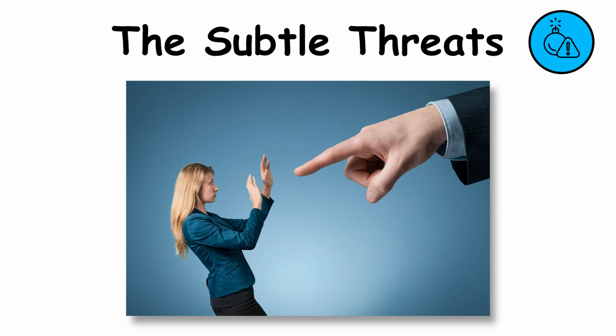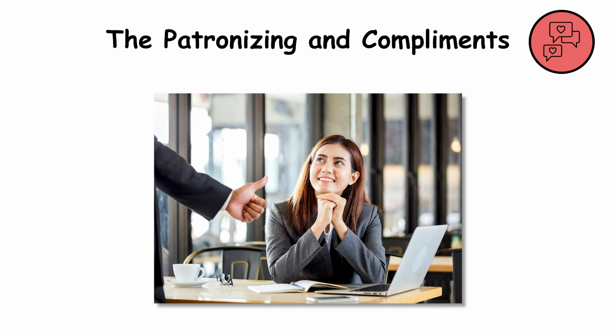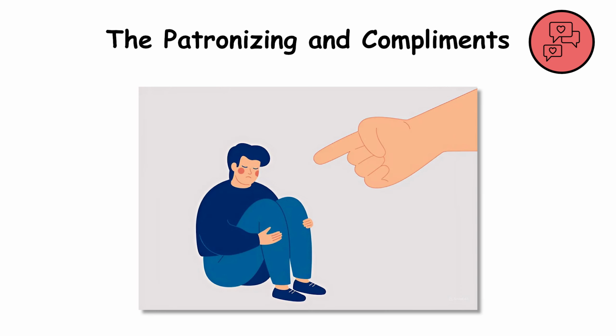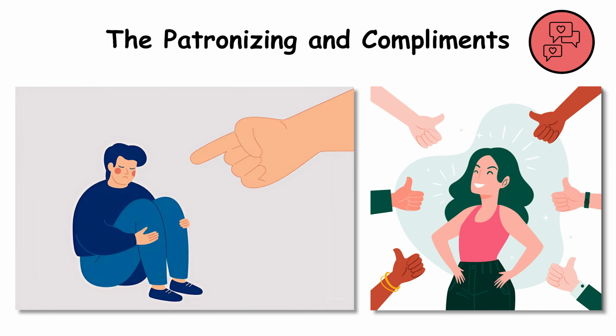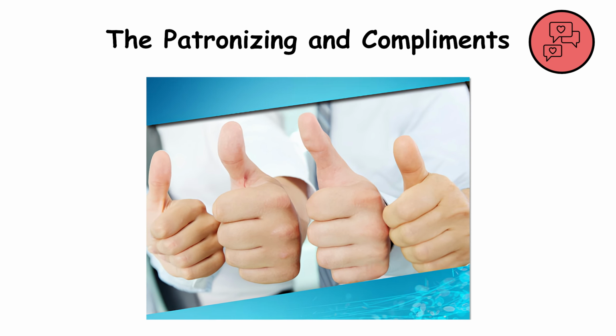The fourth technique is alternating between patronizing and compliments. The manipulator first criticizes the victim and then suddenly praises them, creating emotional swings. This makes the victim strive to earn praise and avoid criticism. For example, the manipulator might first demean the victim by calling them incompetent and then praise them for a minor achievement, making them feel significant. This enhances the victim's dependence on the manipulator, as the victim constantly seeks their approval.